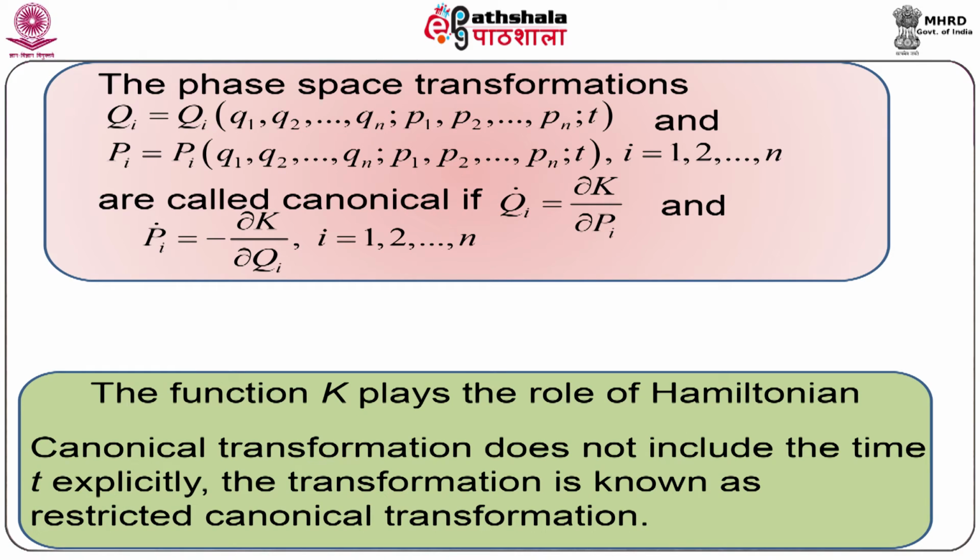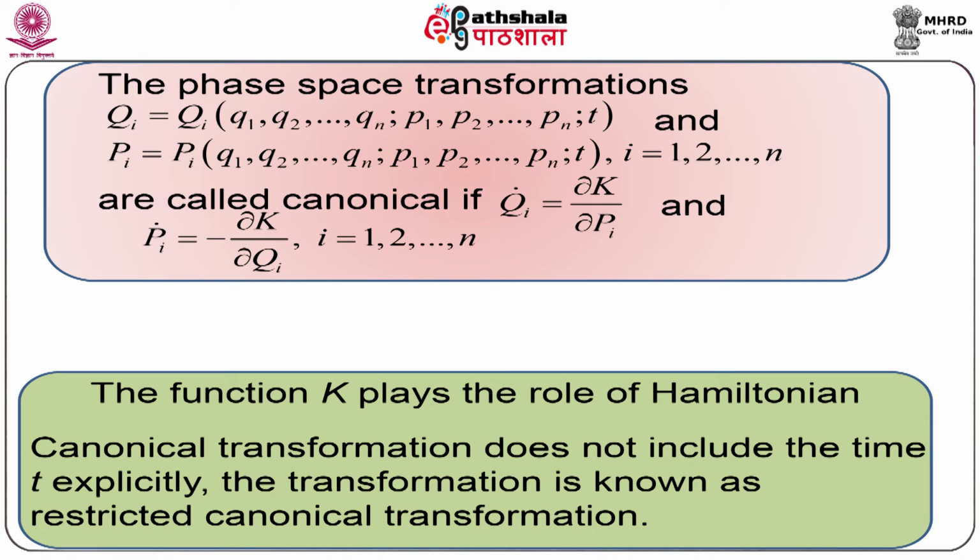The phase space transformations 6.3 are called canonical if capital Qi dot equal to first order partial derivative of capital K with respect to capital Pi and capital Pi dot equal to minus first order partial derivative of capital K with respect to capital Qi, i varying from 1, 2 up to n, where capital K function of x, y and t is a function defined over the space spanned by capital Q and capital P at a time t. The function capital K plays the role of Hamiltonian.